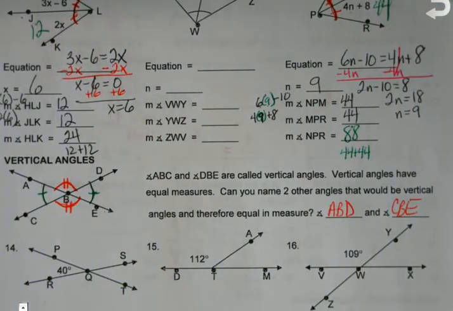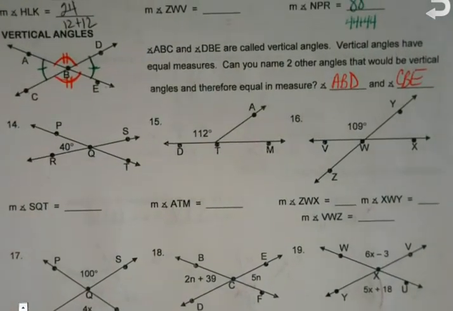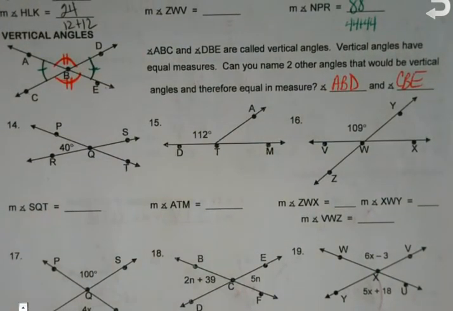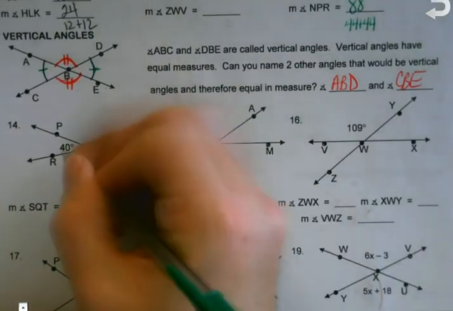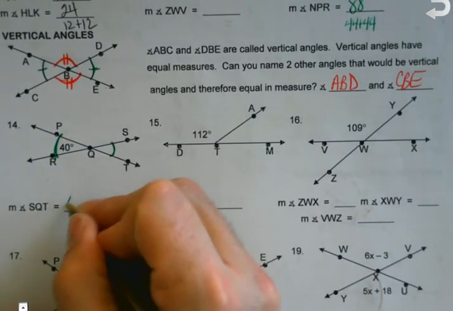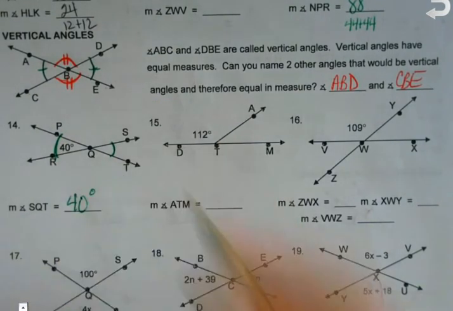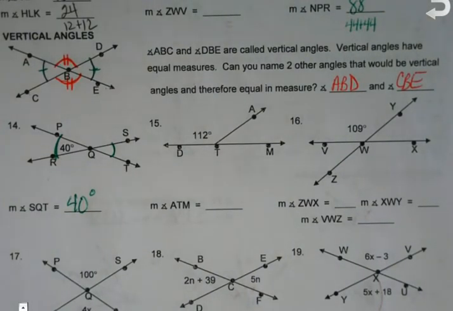So whenever I find one, and I'm purposefully going to do an even one again, that I said I wasn't going to do. For instance, here, if we want to find out what SQT is, this one, it's vertical from the other one. So I just set them equal. Nothing to solve, nothing really fancy to do. I'm just writing down the number and going about my business.